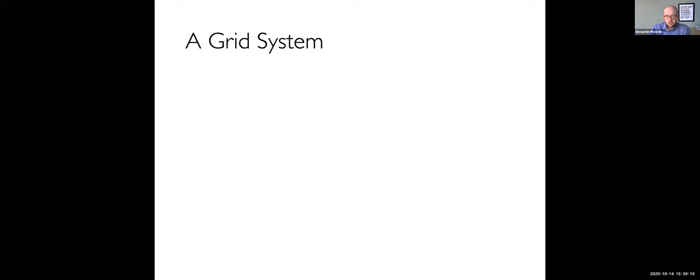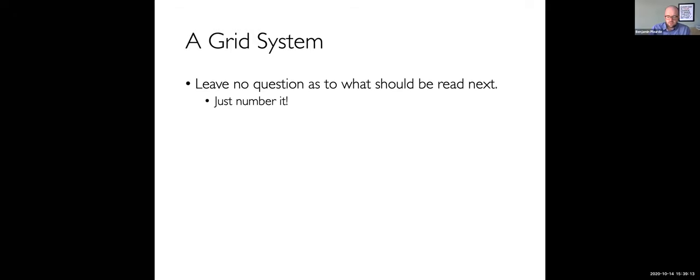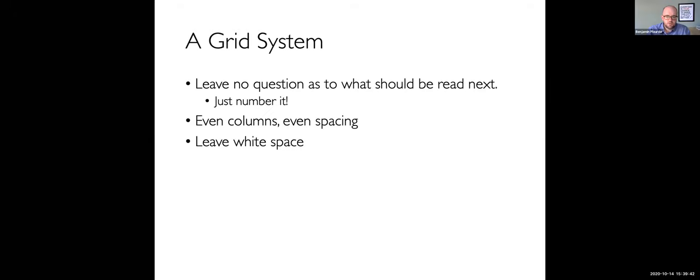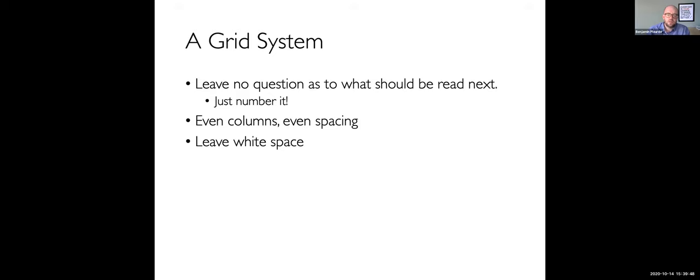Next up, your poster needs a grid system. The grid system is empowering your audience into where to go next. So a logical laying out, and there's a million ways to do this correctly. If your poster design verges on being unclear where to go next, number the sections: number one, number two, number three. Even columns, balance, and symmetry all help build that visual identity. And leave a lot of white space. Leave dead, empty, negative space on your poster. Let everything breathe.